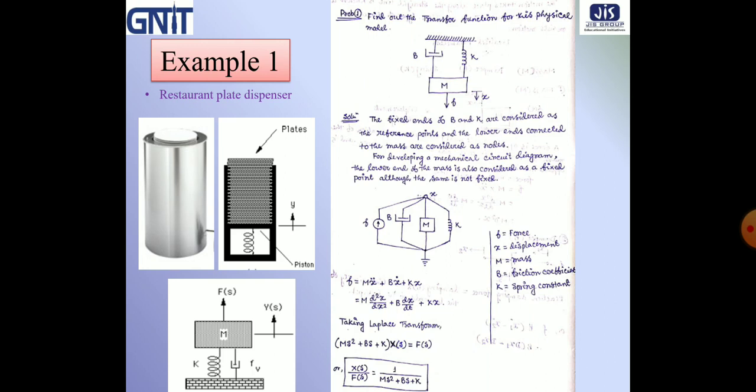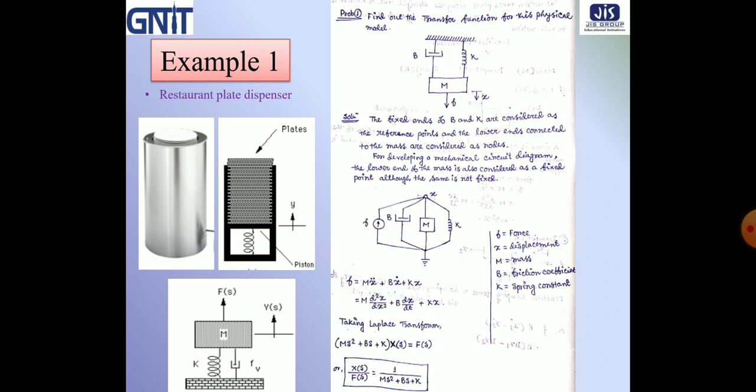Next, one end of B is connected to the reference plane in the mechanical system. So one end is connected to the ground in the mechanical circuit diagram, the other end is connected to the mass, and the mass is connected to x. So we have to connect the other end of B to x. Like this, we connect K: one end of K to the reference point, that is the ground symbol, and the other end to x, and the force is connected between x and the reference plane.